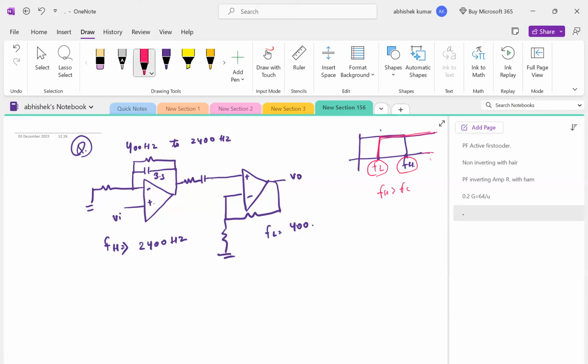So basically, you can directly write the formulas. FH is 1 divided by 2 pi R into 3.3 nanofarad, so R is 1 divided by 2 pi into 3.3 nanofarad into 2400.